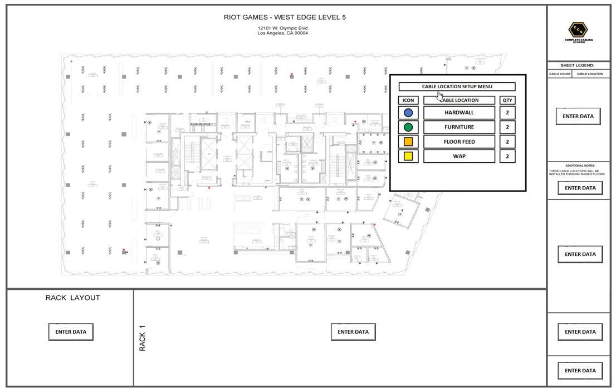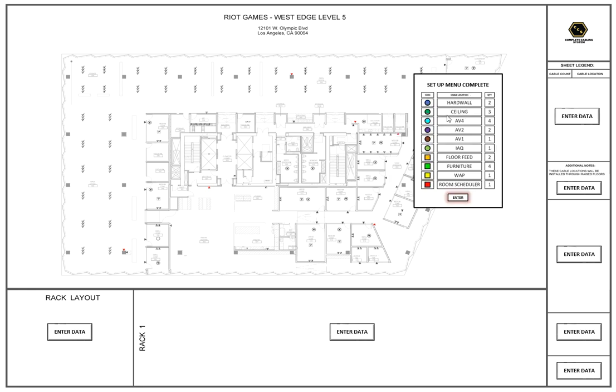So here we're going to have the standard cable location setup menu. It'll automatically have these icons, and these will all be standard. The project manager will then just click on to customize how many cables per drop there. So let's just say we set it up. Now the project manager has set up everything according to the scope of work. We've got hard wall locations with 2 cables, the ceiling location with 3 cables, the AV4 with 4, and so on. The quantity of cables, the cable locations, and the icons to match.